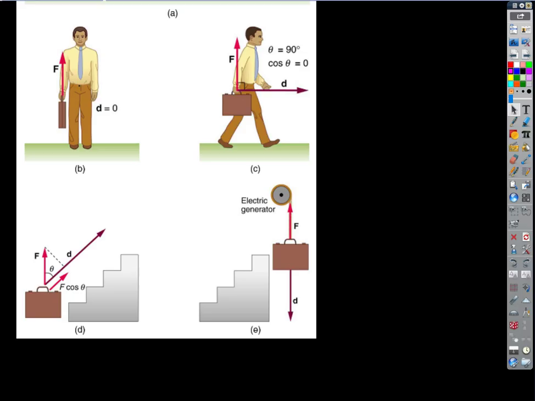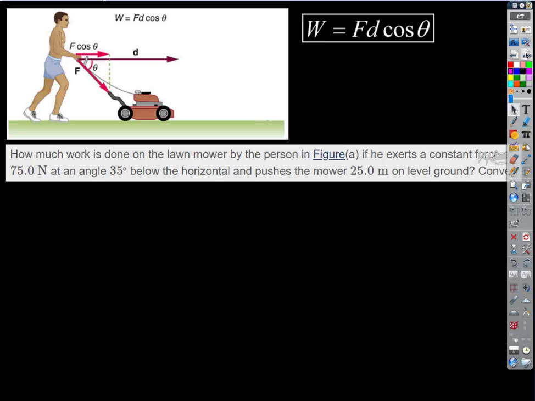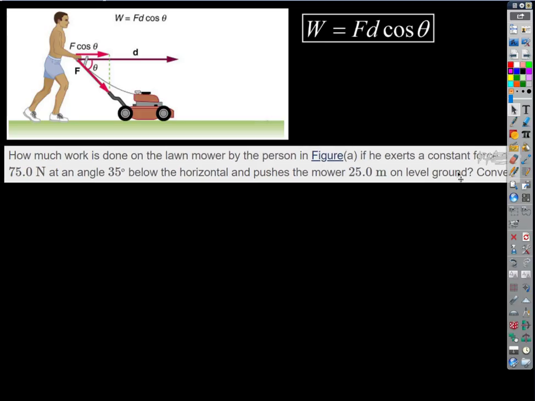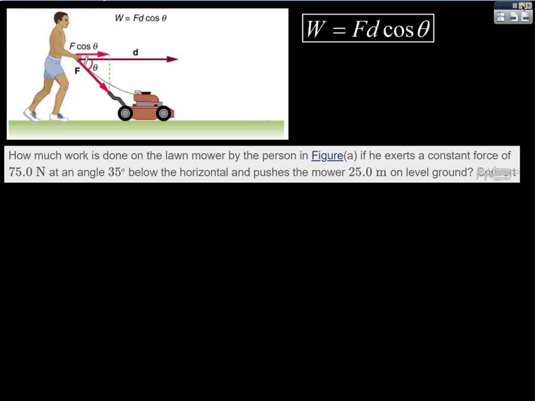So let's do a little calculation here then. It's not a big deal to calculate work. Let's look at something like this example. Let's take the lawnmower guy here. He's going to want to calculate how much work he's doing if he exerts a constant force of 75 newtons at an angle of 35 degrees below the horizontal. So that's just theta, right? How much work is he doing as he pushes the mower 25 meters on level ground?